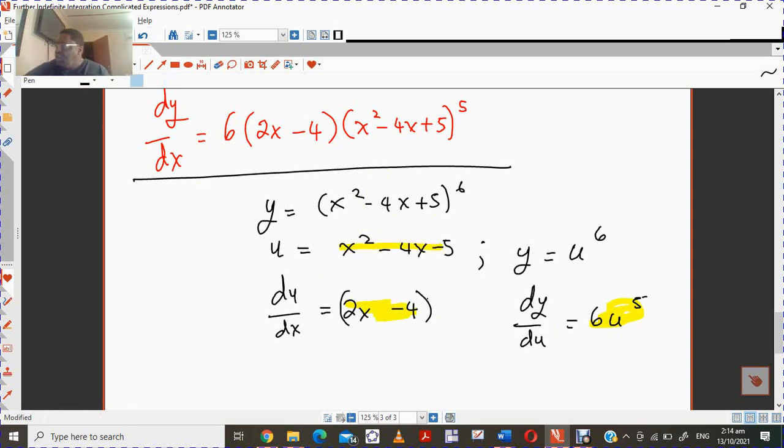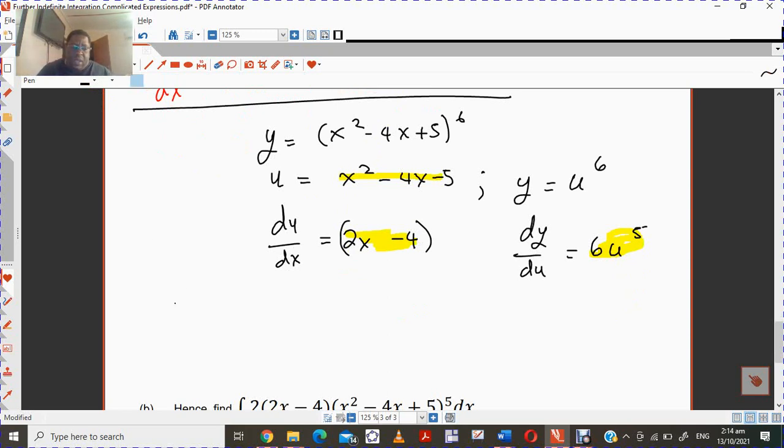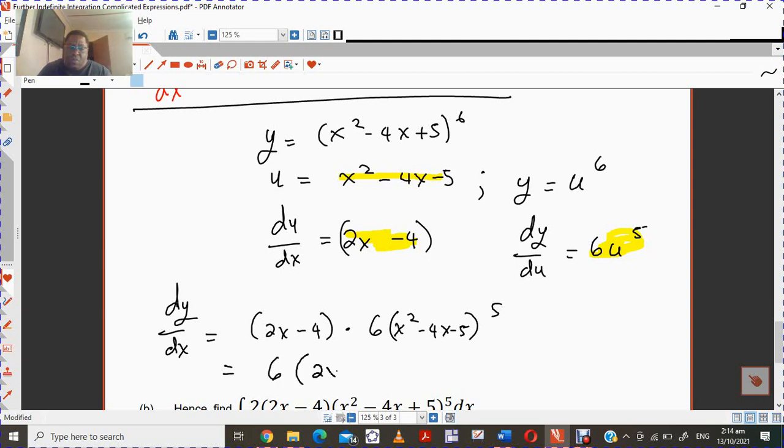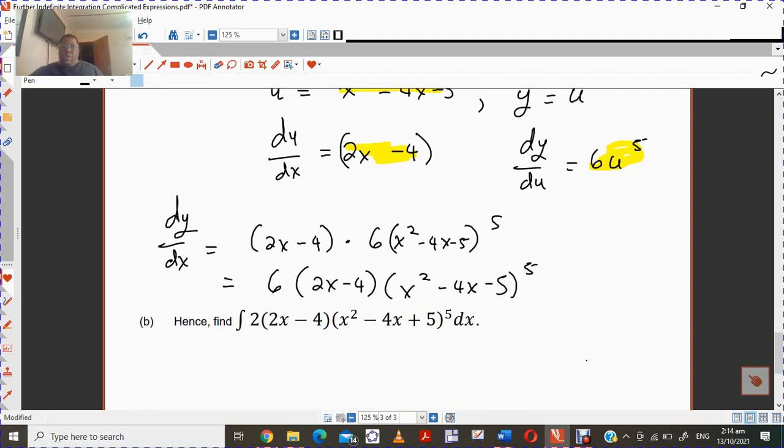So at the end of the day, you can say dy/dx would be equal to du/dx, which is the 2x minus 4 multiplied by 6, and our u is that whole expression, x squared minus 4x minus 5, all raised to the power 5. You can clean this up and rewrite it in the form that I had. So it's 6, and then leave 2x minus 4, and then x squared minus 4x minus 5 all raised to the power 5. Okay, either way, that's what you're going to get.